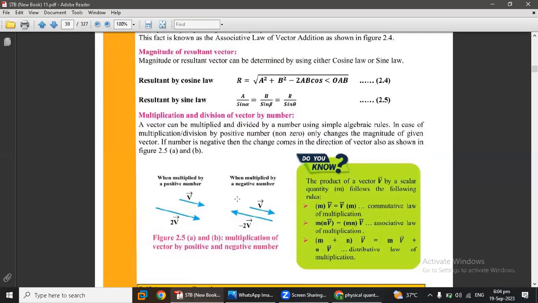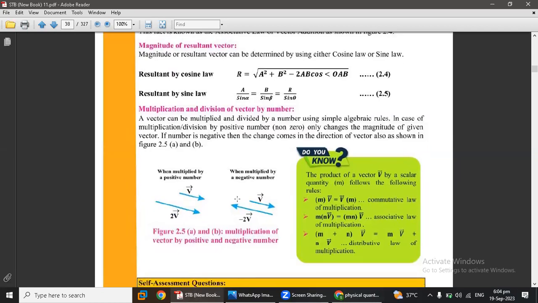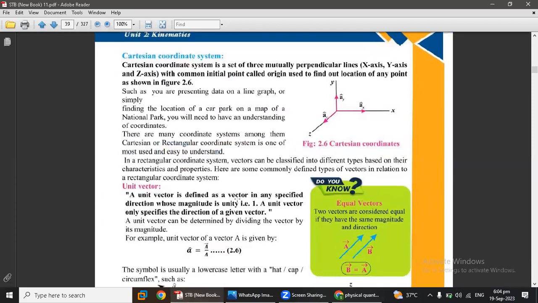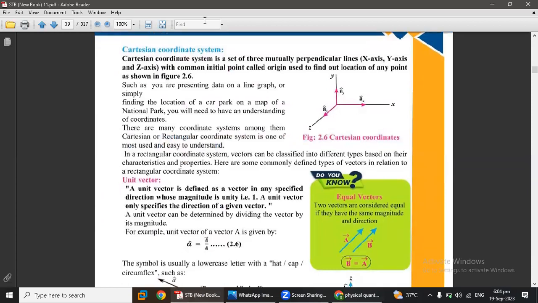मल्टीप्लिकेशन एंड डिवीजन में आप लोगों को मल्टीप्लिकेशन समझा चुकी हूँ, डिवीजन नहीं समझाई, मैं डिवीजन भी समझा देती हूँ। अब नाउ we need to understand Cartesian coordinate system, और उसके बाद types of vector, resolution, composition and everything.